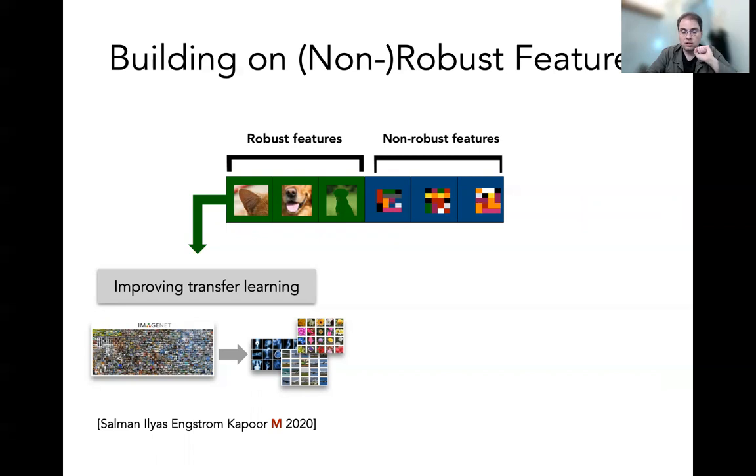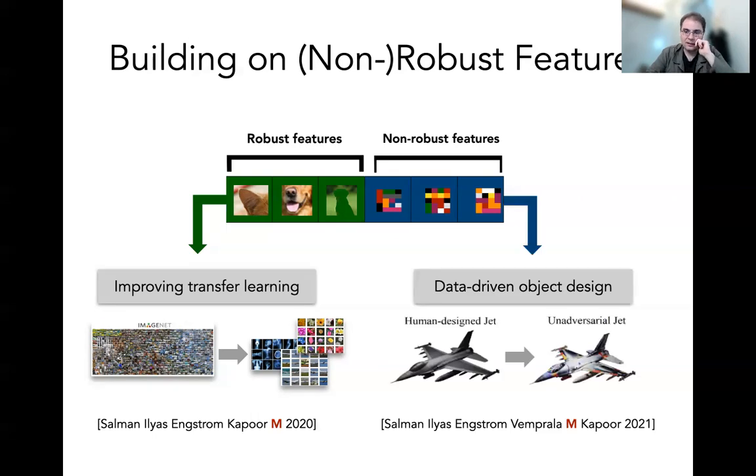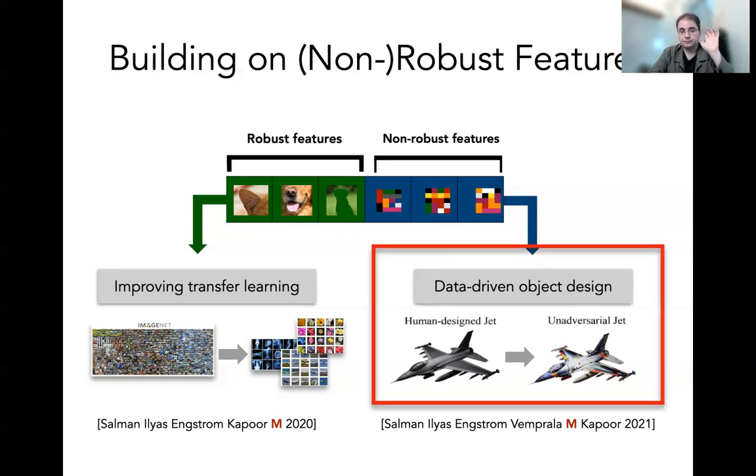So this is one takeaway from thinking about these robust feature models. But the other realization that we had is that even these non-robust features, which you might think of as undesirable, can actually be useful. In particular, we show how they can be useful for something we call data-driven object design, again in the context of robust features. So let's talk about that.